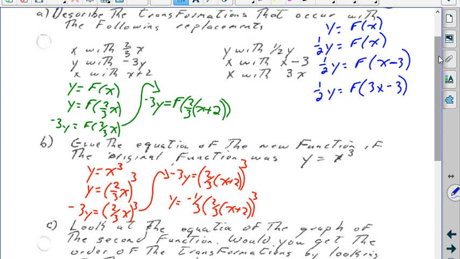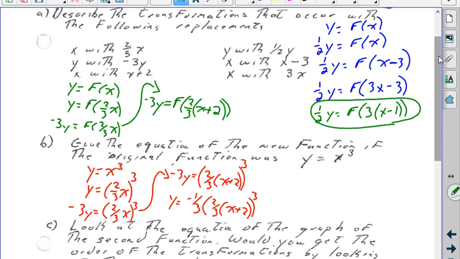Well, how would I make this look like this guy? Well, I can take out a common factor of 3. That's going to leave me with x minus 1. Now, what that shows me is that if I move something to the left 3 and then stretch it by 1/3, which is that 3 telling me, every point that's being moved is going to be 3 times closer to the y-axis. So this is something that we can use.